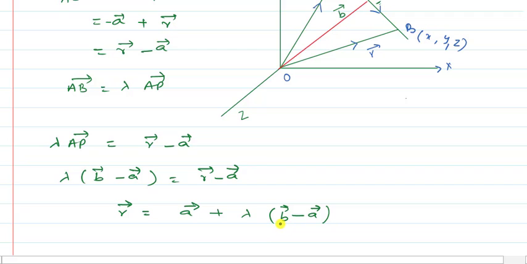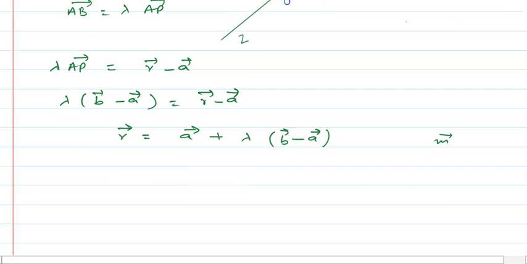Means to say we are replacing just vector M, a vector which is parallel to the given line, with the help of the vector we obtained from the 2 points A and B through which the line is passing. That is by using the condition of collinearity. So this is the vector equation of line passing through 2 points.